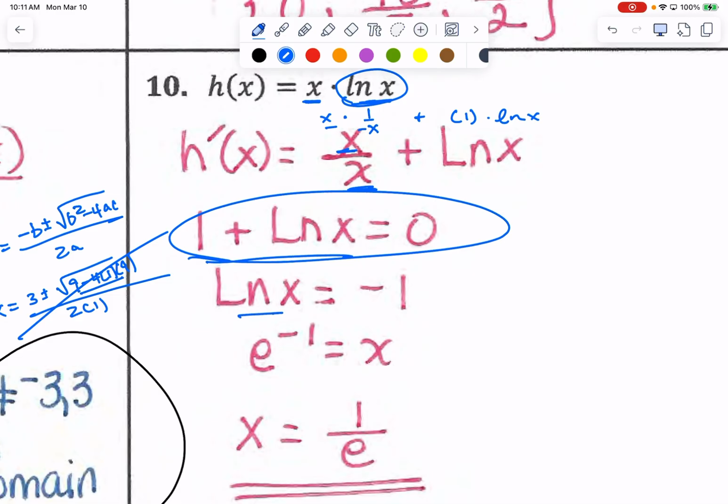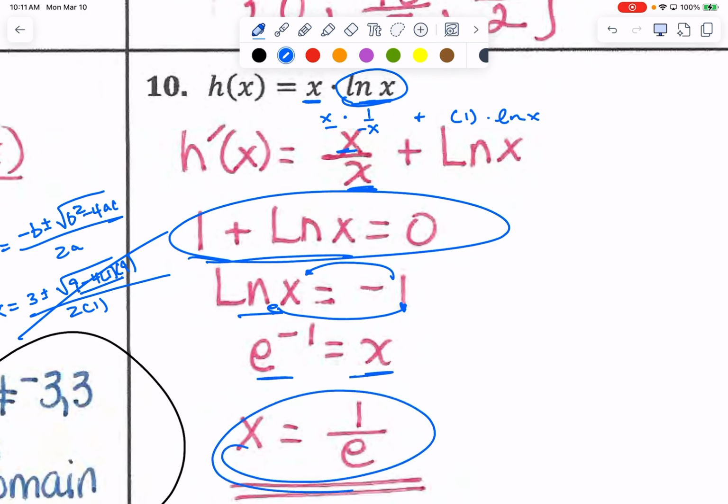She gets ln x is equal to negative 1. You have to go full circle, so e to the negative 1 is equal to x. Anytime you solve a log, you've got to go full circle. We're going to have to remember that. That's going to come up a lot soon. So we got e to the negative 1, so my critical value is 1 over e.